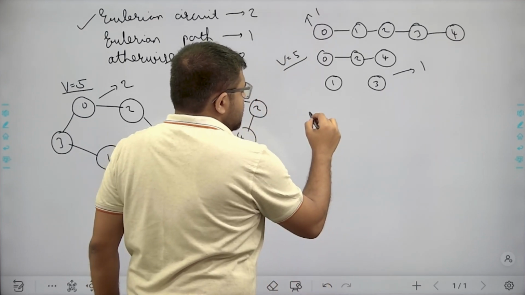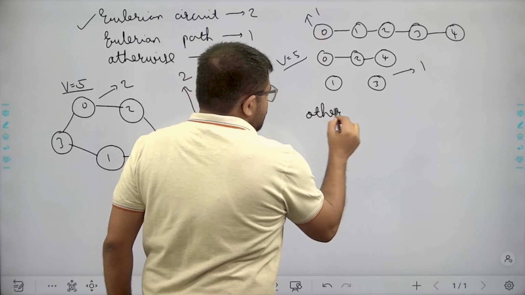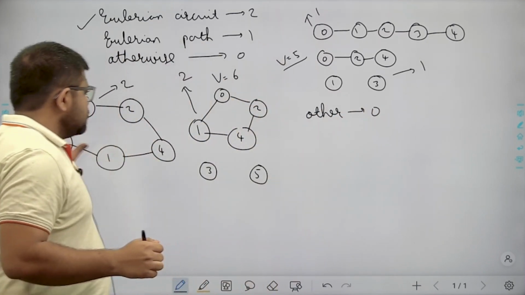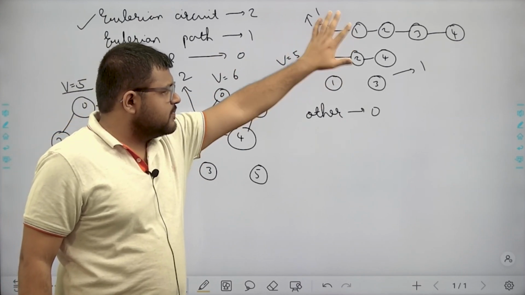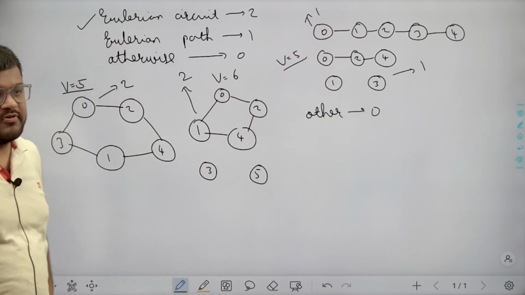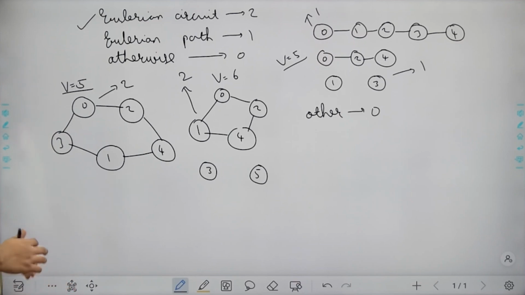And in all the other cases we will return 0. So in these two cases we have a Eulerian circuit, we will return 2. In these two cases we have a Eulerian path, we will return 1, and in all the other cases we will return 0. Now how will we implement it?